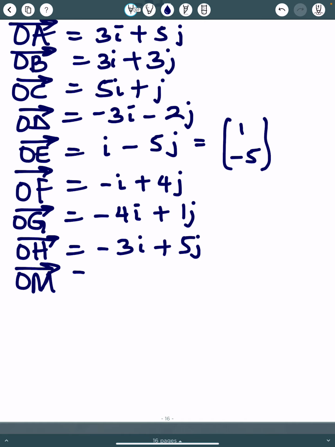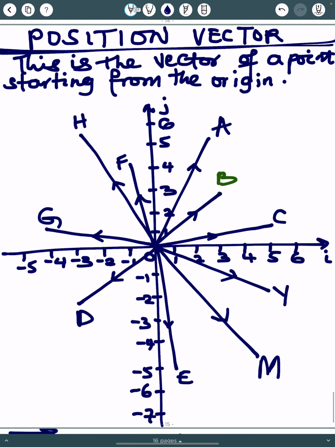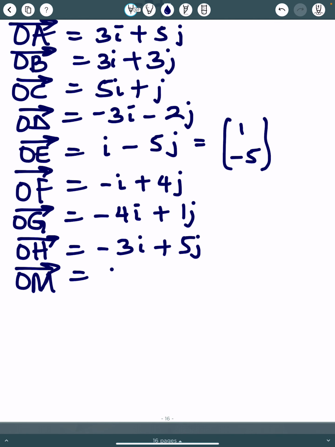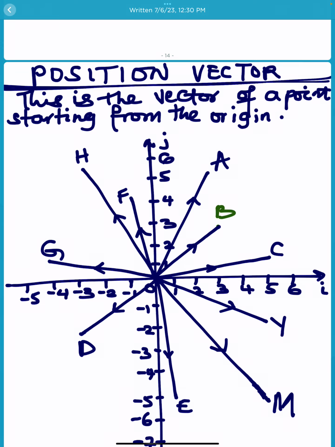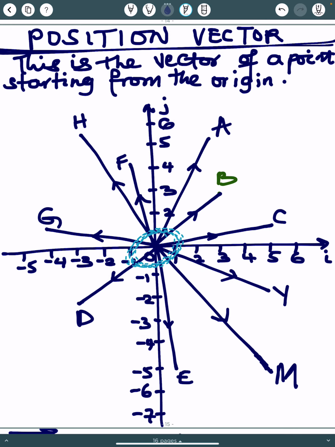Let's write OM. OM will be the last one we write. OM is plus 4i minus 5j. Let me adjust it a bit to get to minus 5. Plus 4i minus 5j. So this is how we read the vectors of points on a Cartesian plane relative to the origin, and we call each of these a position vector because they are read from a central point or origin.